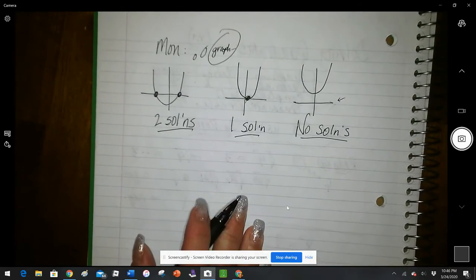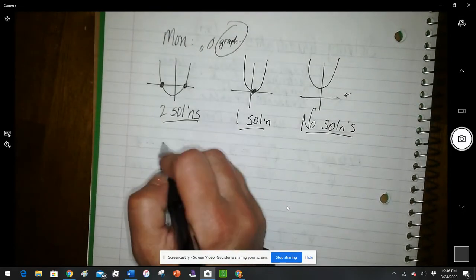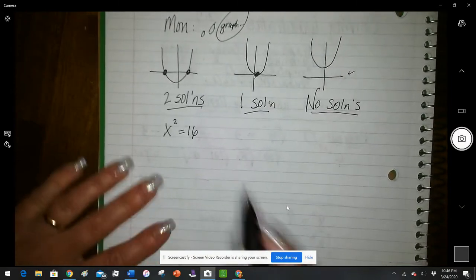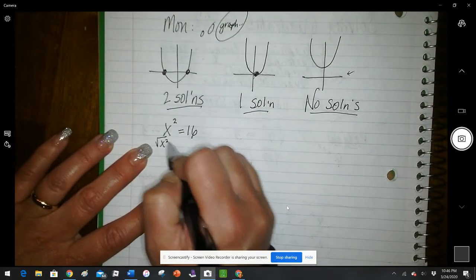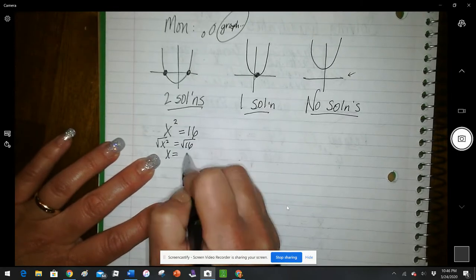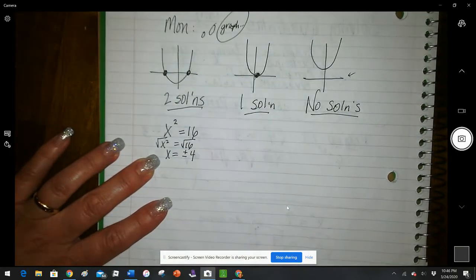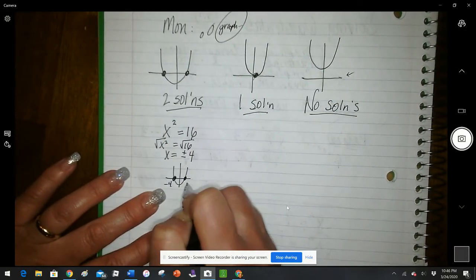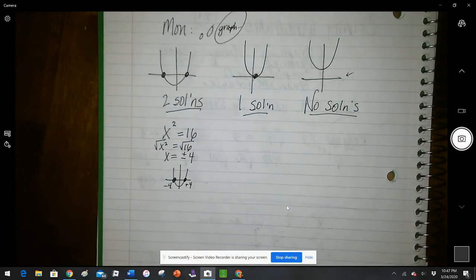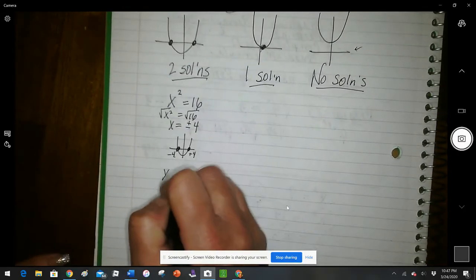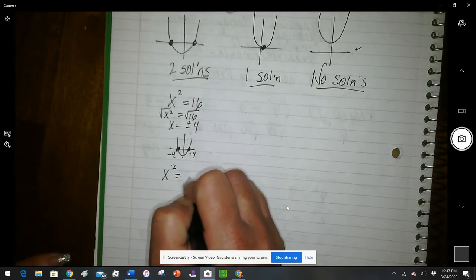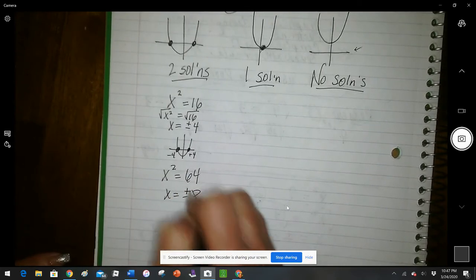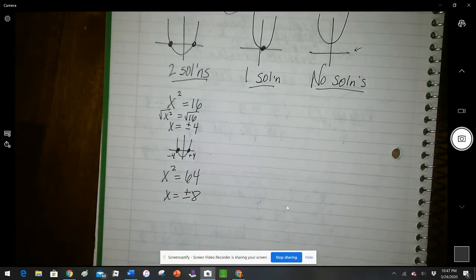Here's what that looks like in terms of the square roots, okay? So in terms of square roots, let's talk about x squared equals 16. If I'm going to square root both sides, I'm going to get x equals positive and negative 4. So that means that my quadratic equation has 2 solutions, one at negative 4 and one over there at positive 4. Okay, if I did x squared equals 64 and I square root both sides, x is going to equal positive and negative 8. I have 2 solutions.